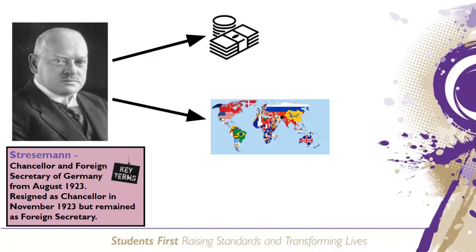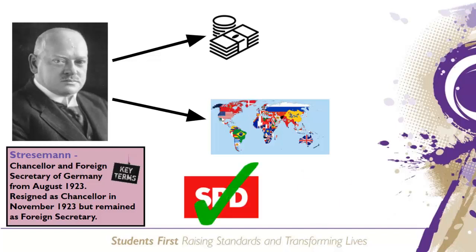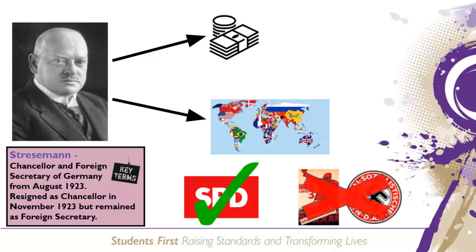Stresemann's main objective was to make the political situation in Germany more stable. He hoped that by stabilising the economy and regaining respect for Germany in foreign affairs, Germans would feel more confident with the Weimar Republic. This way, he hoped to unite most Germans behind moderate political parties and reduce support for the extreme political parties like the NSDAP and the Communist Party.